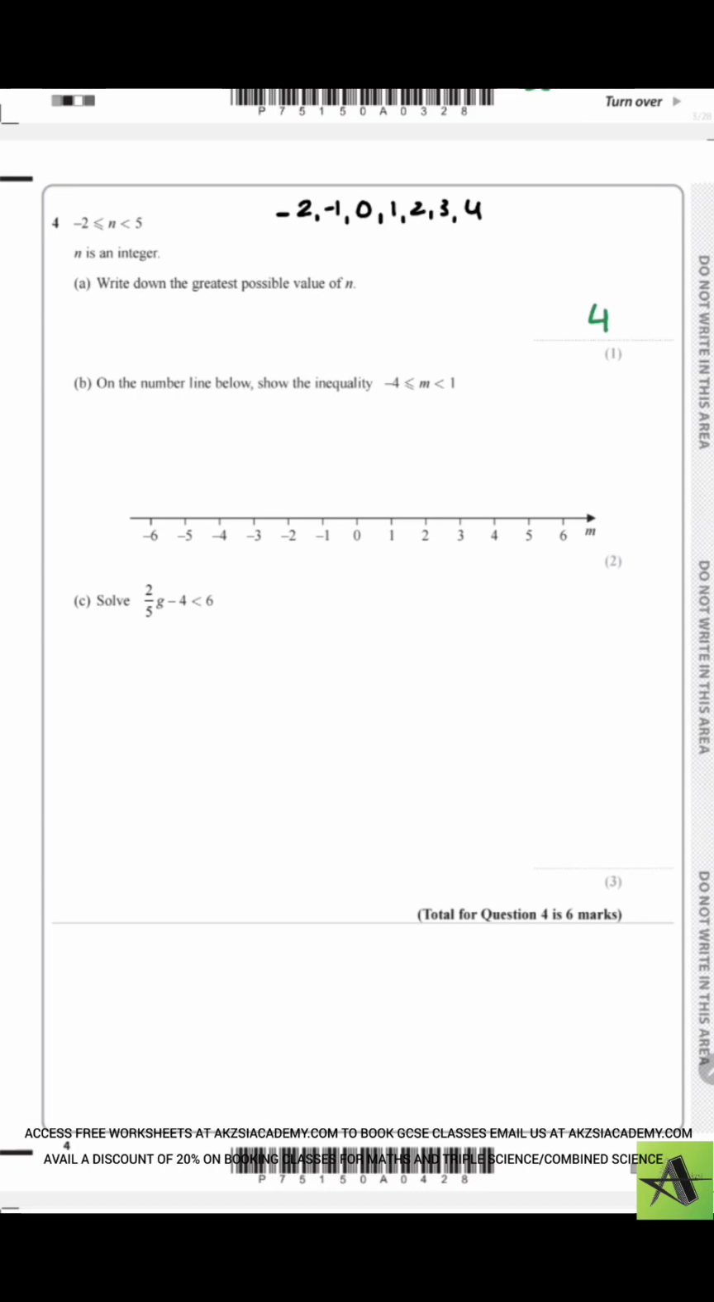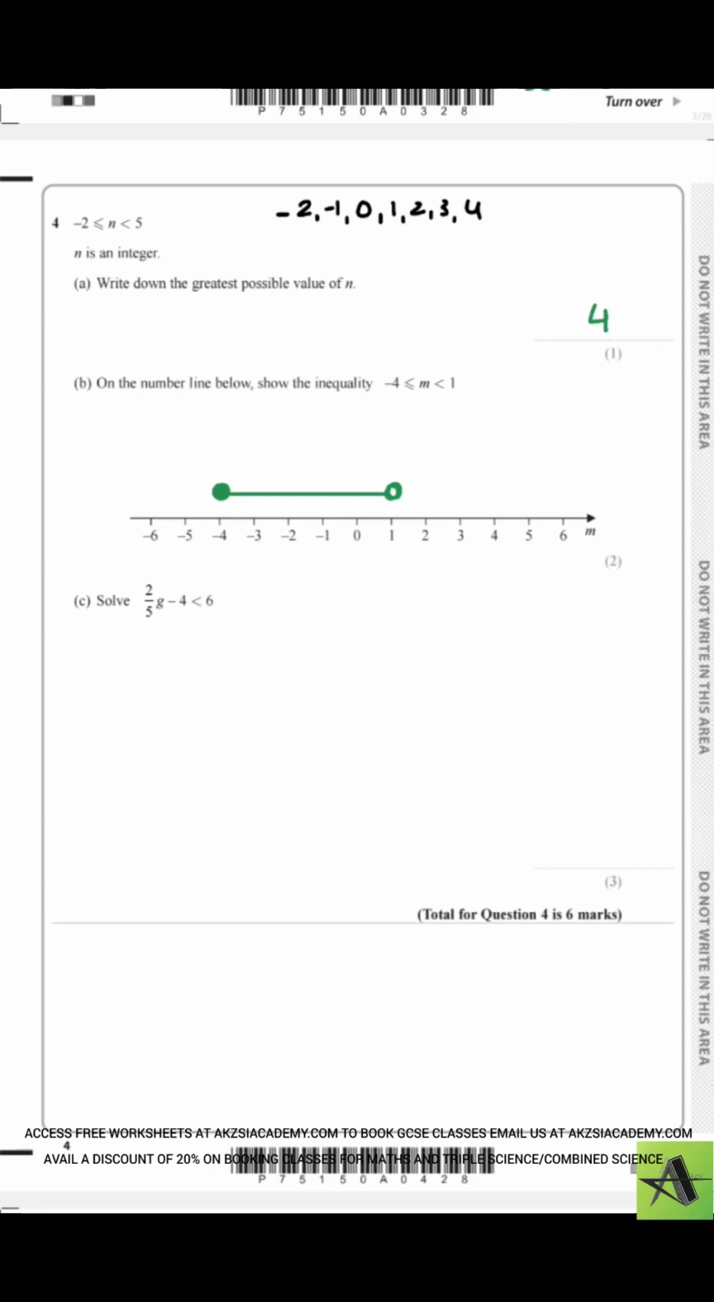Now, the next is, on the number line below, show the inequality -4 less than or equal to m less than 1. So I have to mark these two numbers. On 1, I'll draw a circle. And on -4, I'll draw another circle, because I am including -4, so it has to be a filled one. And I just need to connect them together. This would give me the inequality.